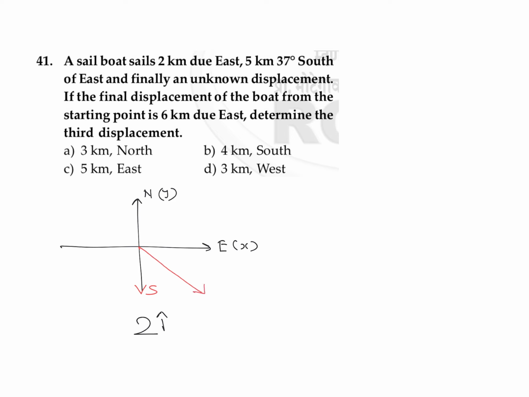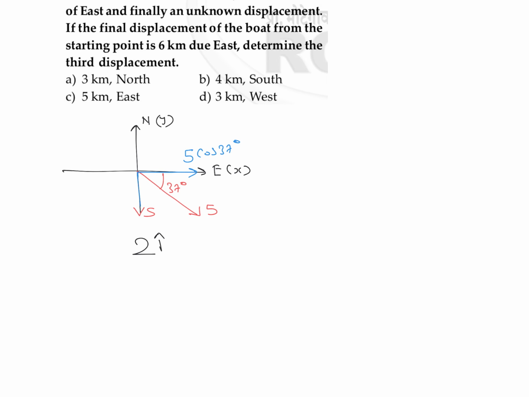Let's say the resultant vector is this. It has a magnitude of 5 and it makes an angle of 37 degrees south of east. So we can resolve this 5 into its components. The component of 5 along this direction is going to be 5 cos 37, and the component along this direction is going to be 5 sin 37. So we can find the values for these.